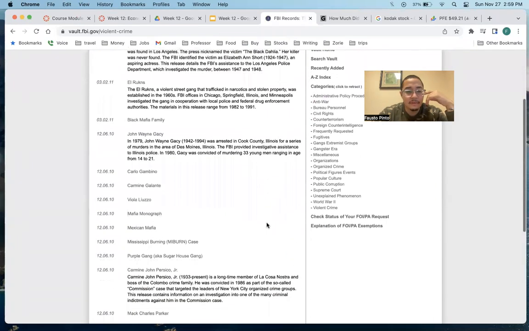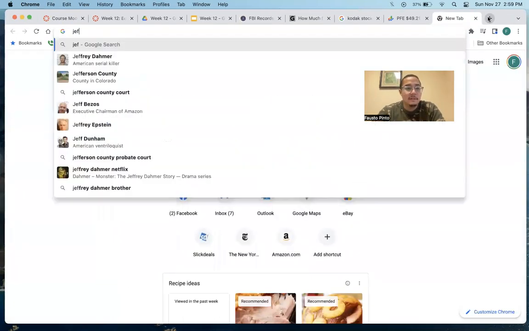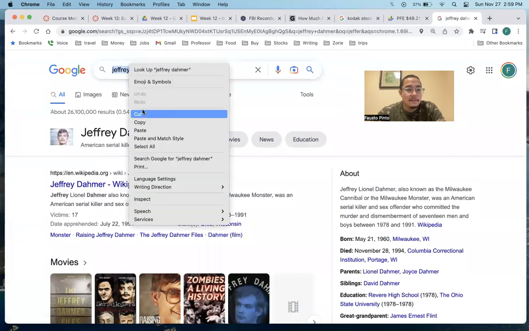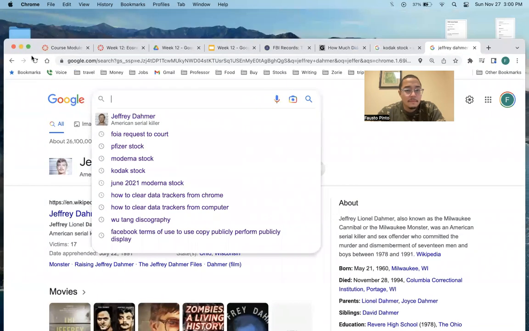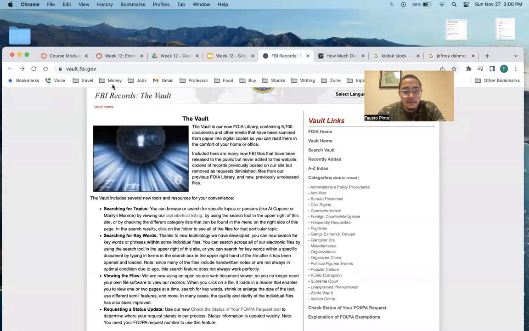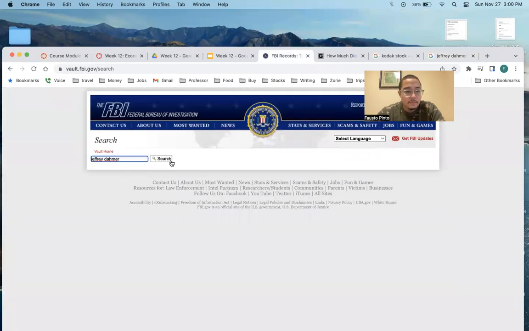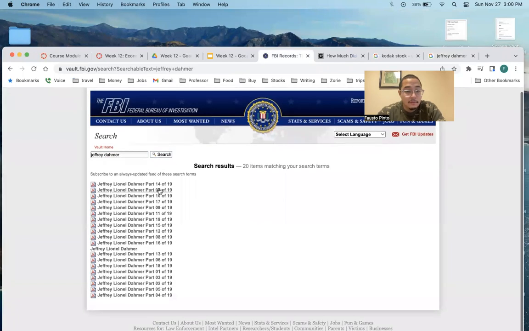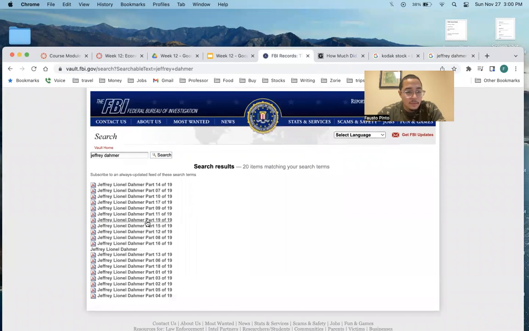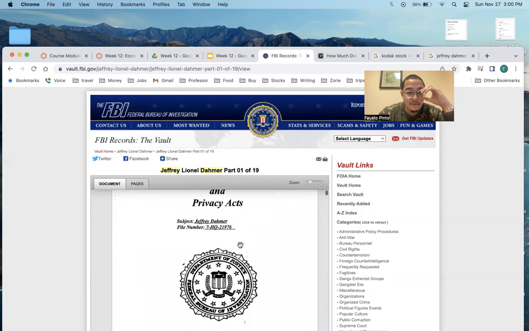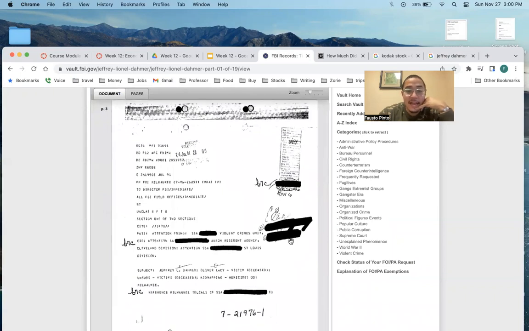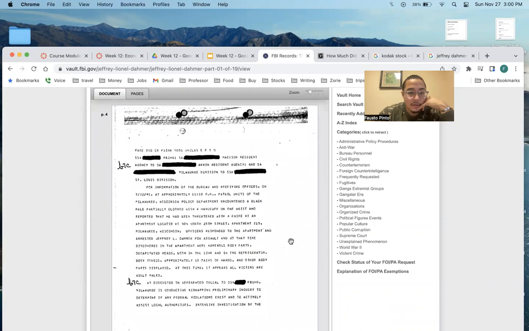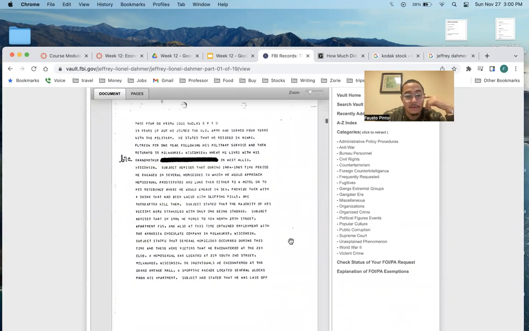I wonder if they have Jeffrey Dahmer since he's been in the news recently. I don't know how to spell his name, so let me Google it. And let's see if he's in these FBI files. Sorry, let me close some of these things. Let's go back and actually search. Oh, he is here. There's a bunch of pages. Why can't I see page 1? Let's see what records they have on Jeffrey Dahmer. You see how they redacted some information here. So these are actual FBI records you can look at here, and there's tons of people.